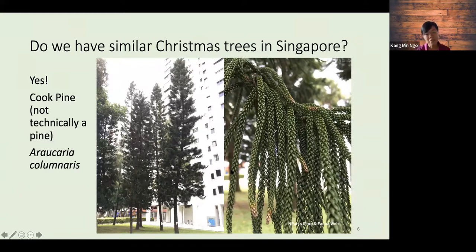Another thing is, unfortunately, if you remember some months ago, there was this lady who was crushed by a tree that fell on her. This was the species, but this species is usually very strong, so that was just a very freak accident.